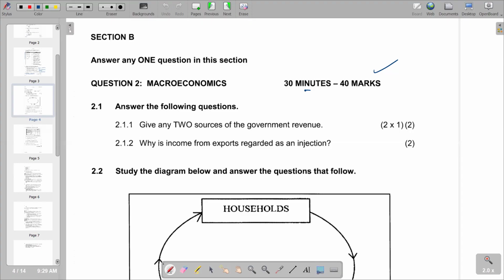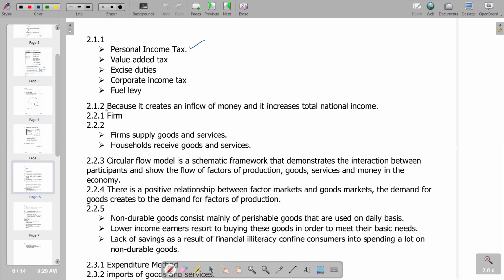Then the second part says, why is income from exports regarded as an injection? Because obviously it's going to increase the money that is flowing in the economy. As we export, as we sell goods outside the country, we obviously get income from selling those goods. So that income will circulate in the domestic economy. So that becomes an injection. So the other way to put it is because it creates an inflow of money and it increases our total national income. So this is the response that we have.